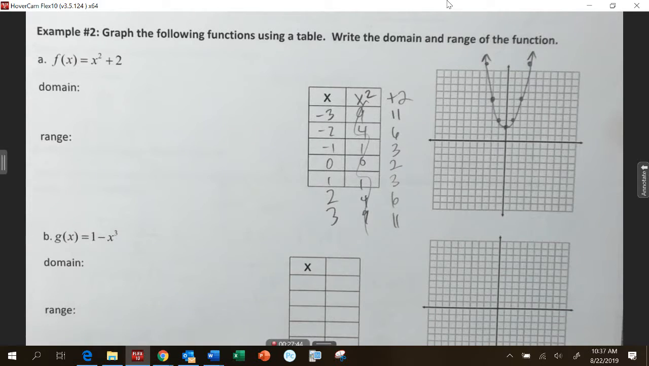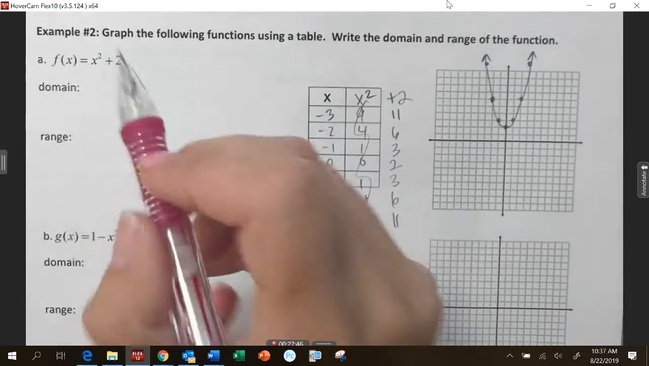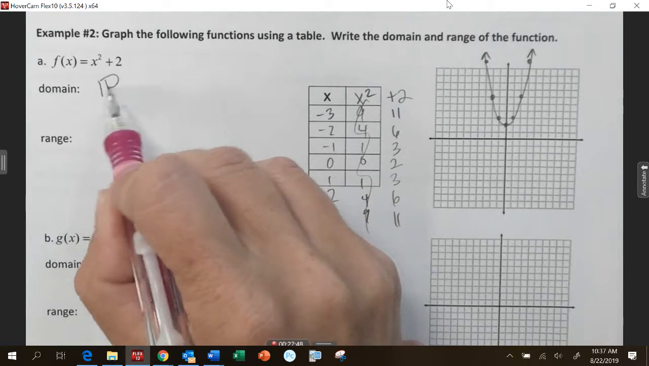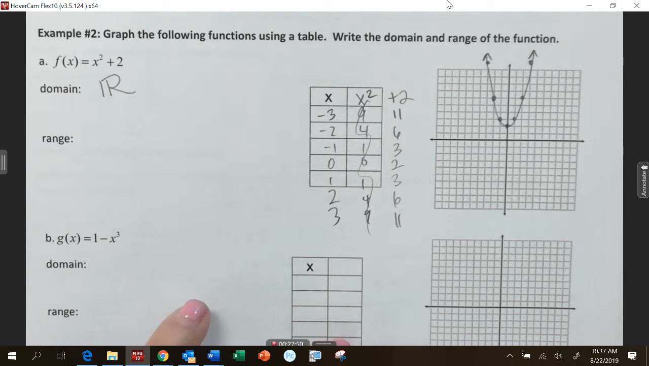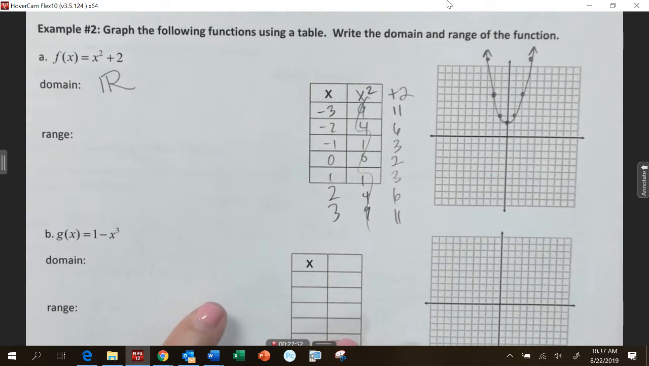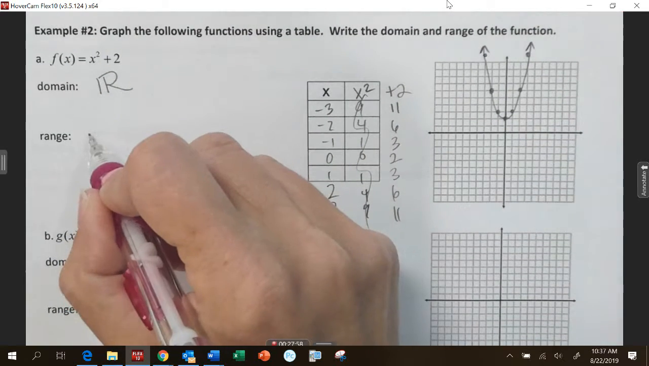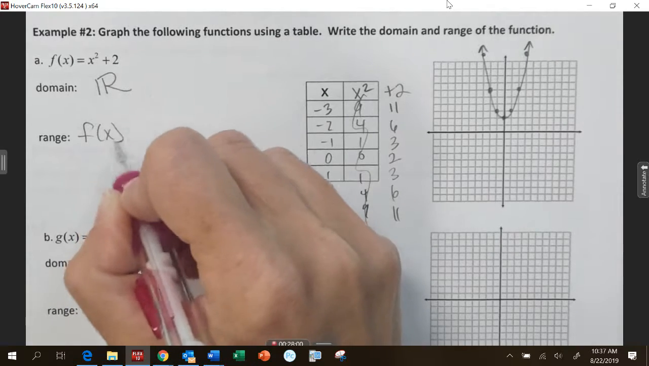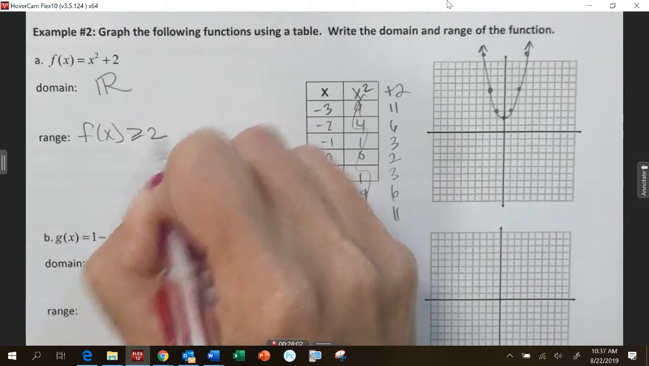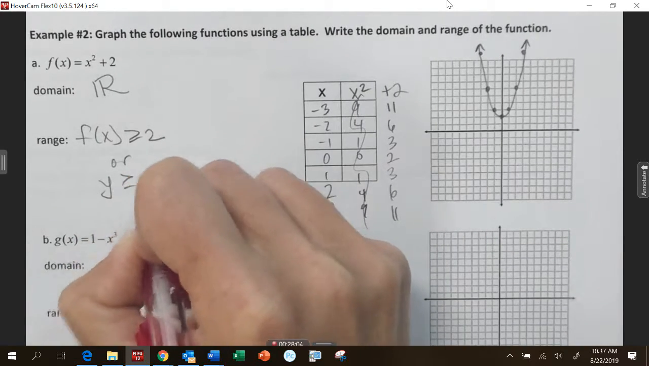What is the domain? How far to the left, how far to the right? So all real numbers. The range, how far down? +2 and then all the way up forever and ever. So we'll say that f of x is greater than or equal to 2. Or y is greater than or equal to 2.